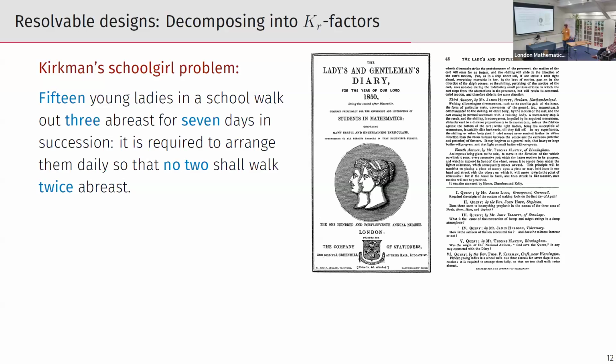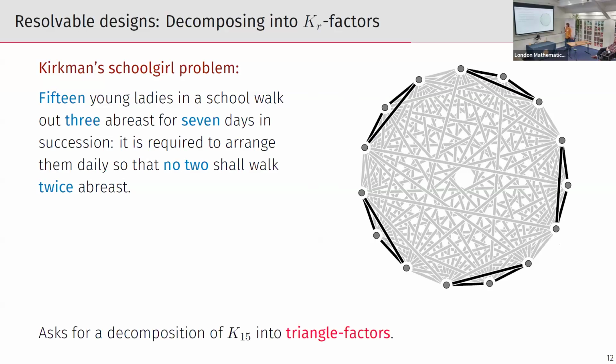What does it have to do with decompositions? Well, again, I can draw a graph, and now it will be, again, the complete graph on 15 vertices, which are the 15 ladies. And on each day, I want to group them in groups of 3. That means on each day, I want what is called a triangle factor in this complete graph, meaning triangles which are now vertex disjoint. So the triangles cover all the vertices, but they are vertex disjoint. And this represents one of the days where they walk in these groups of 3s. Okay, so that's one day.